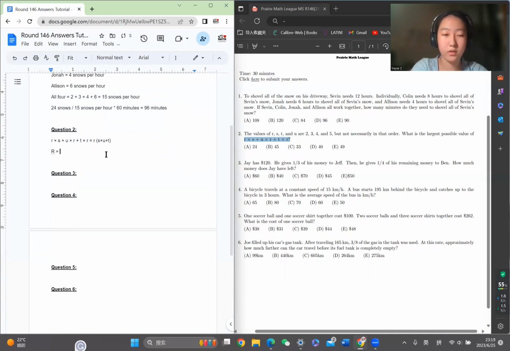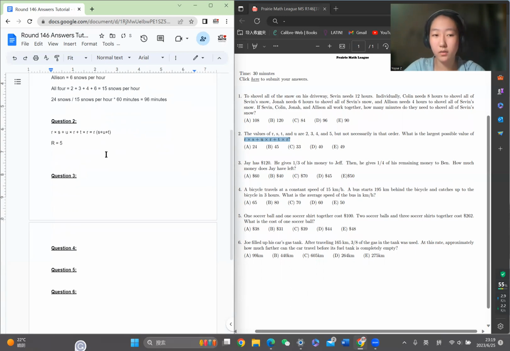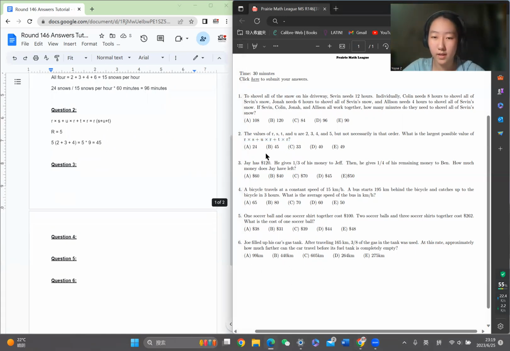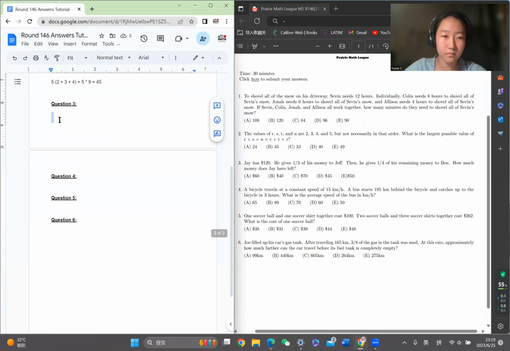So R would equal 5. The rest doesn't really matter, as it would all be added together. So 5 times (2 plus 3 plus 4) equals 5 times 9 equals 45. So the answer to question number 2 is B, 45.